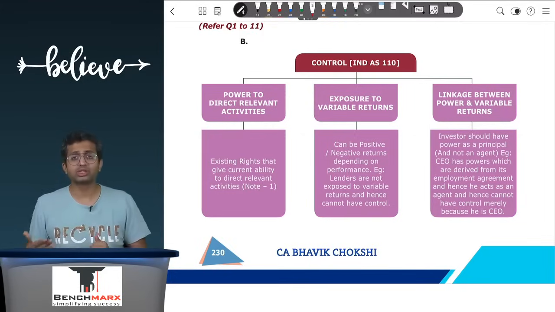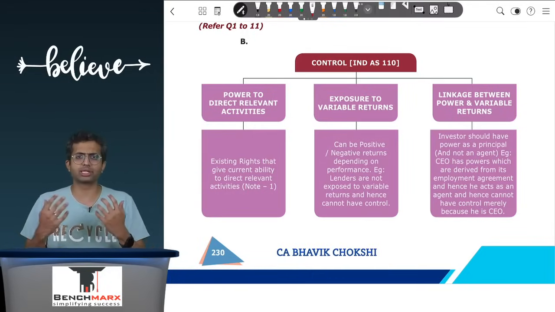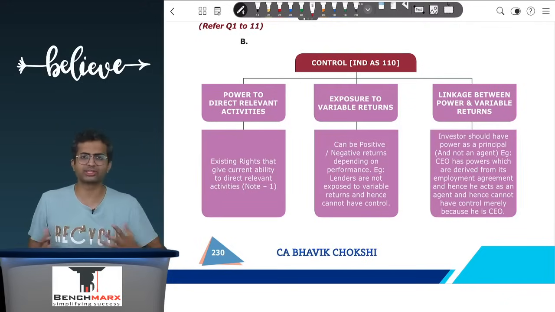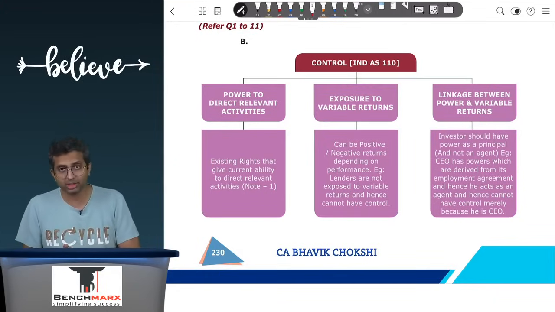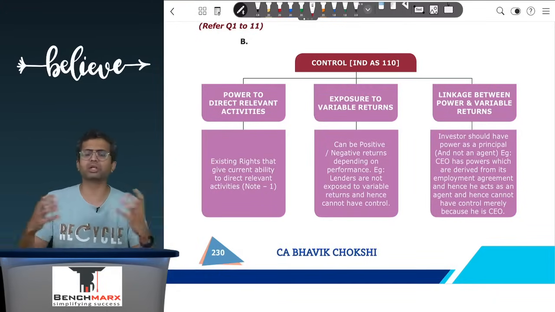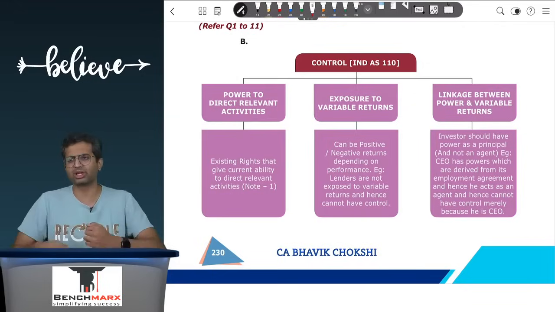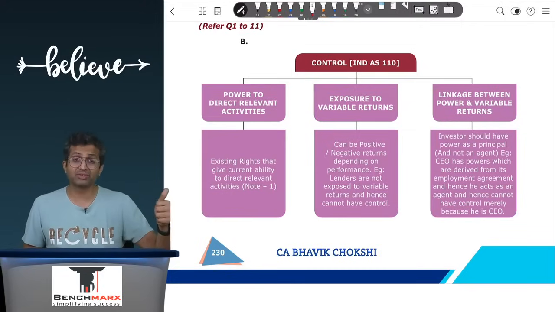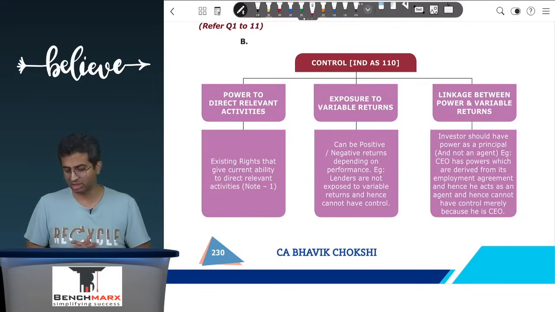Second, the entity should be exposed to variable returns. So people like, let us say, the lenders who are exposed to fixed return, or a CEO, for example, who is going to get salaries, are actually exposed to fixed returns and not variable returns, and equity shareholders are actually exposed to variable returns. And lastly, there has to be a linkage between the power and the variable returns. So you should be acting as a principal and not like a CEO or a director who is acting as an agent on behalf of the shareholder. So there are three ingredients for control: power to direct the relevant activities, exposure to variable returns, and a linkage between power and those variable returns.